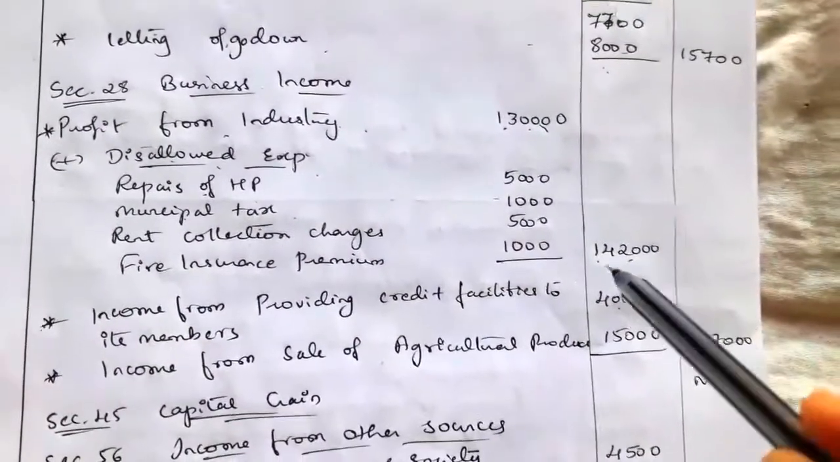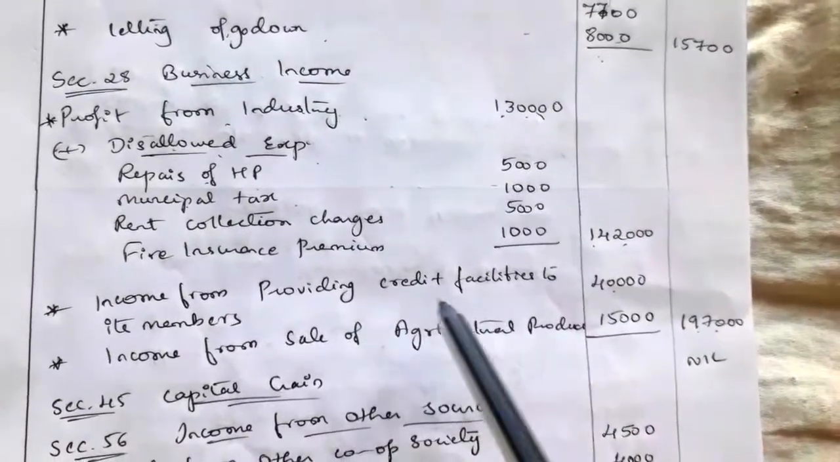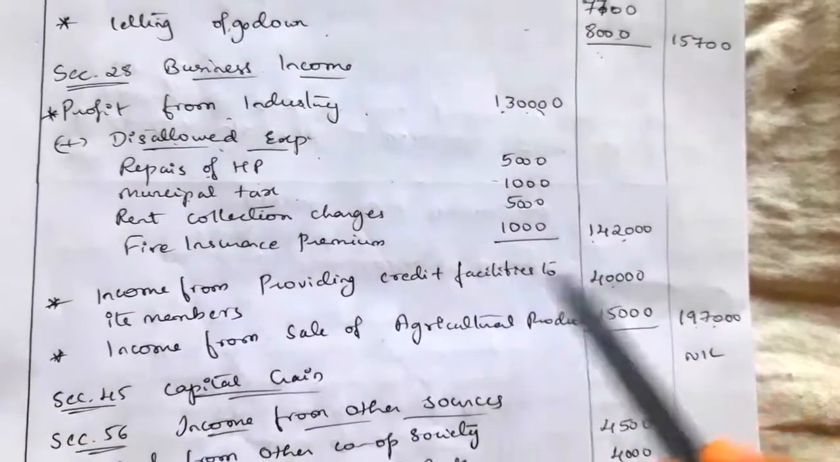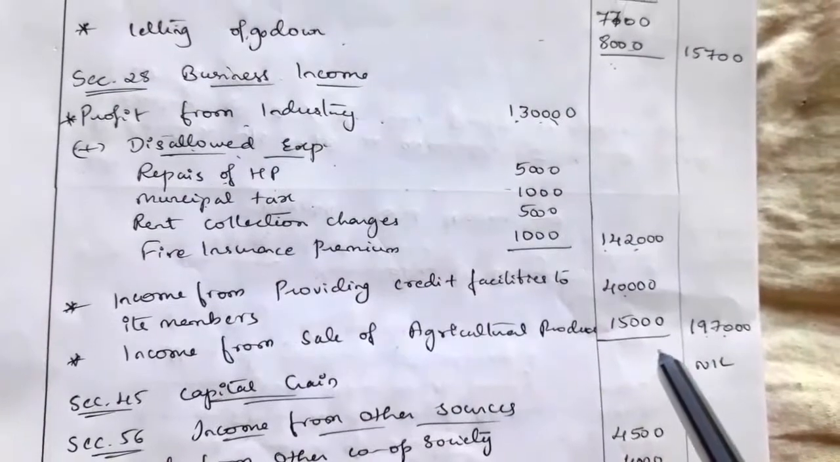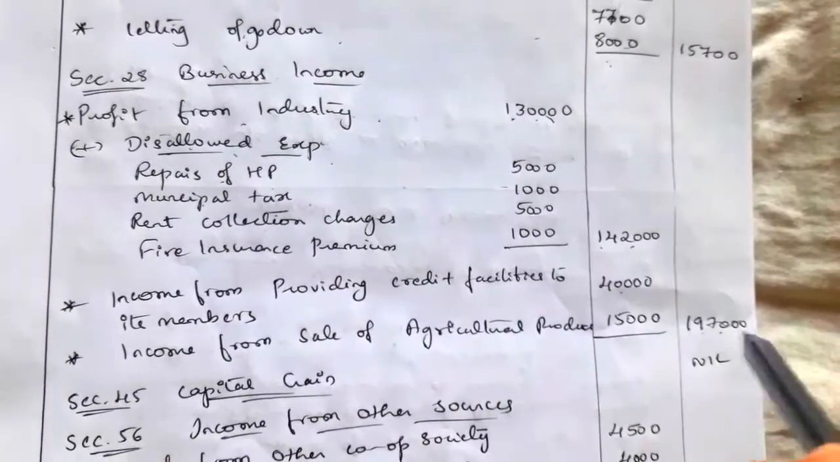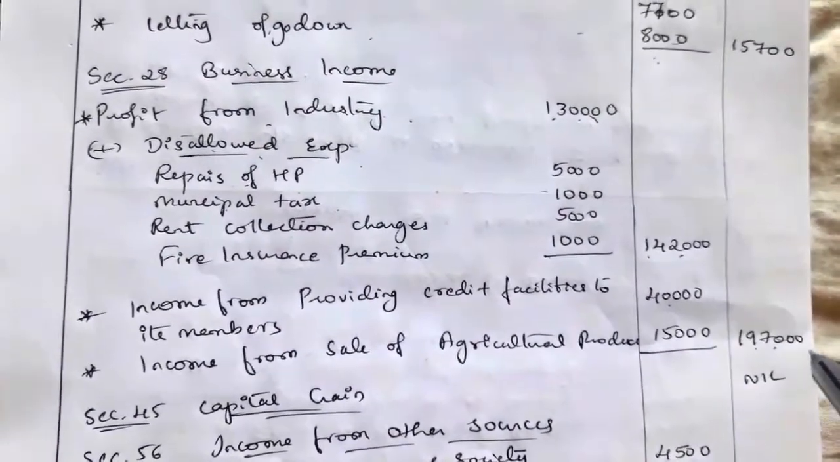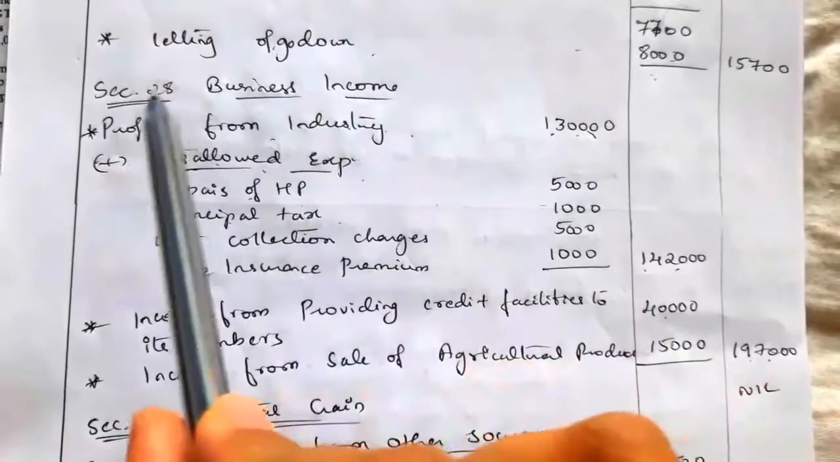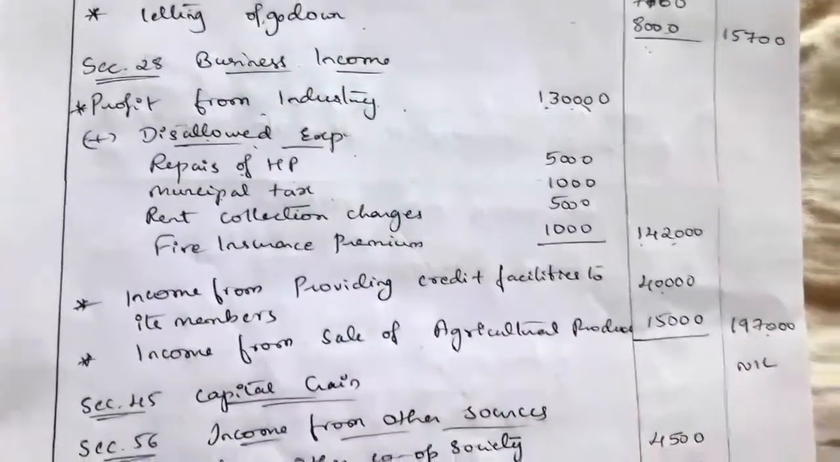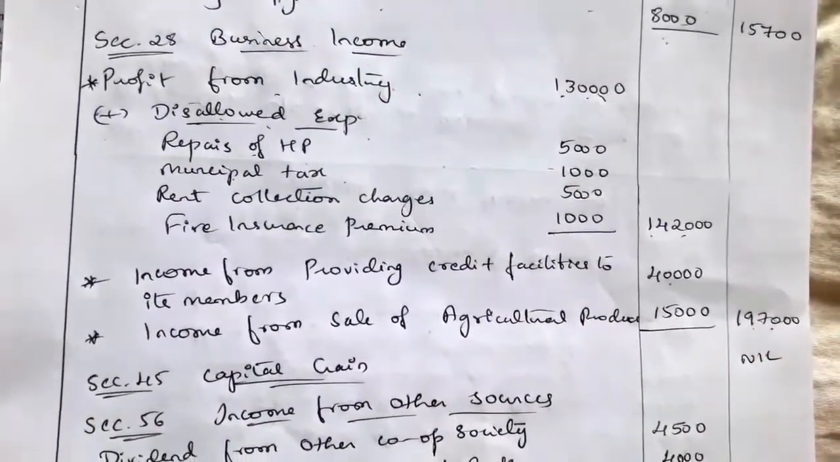So there is no other item. So total business income is 1,42,000 plus income from providing credit facilities 40,000, income from sale of agricultural produce 15,000. So the total comes to 1,97,000, which is business income taxable under section 28. Next head is section 45, capital gain.